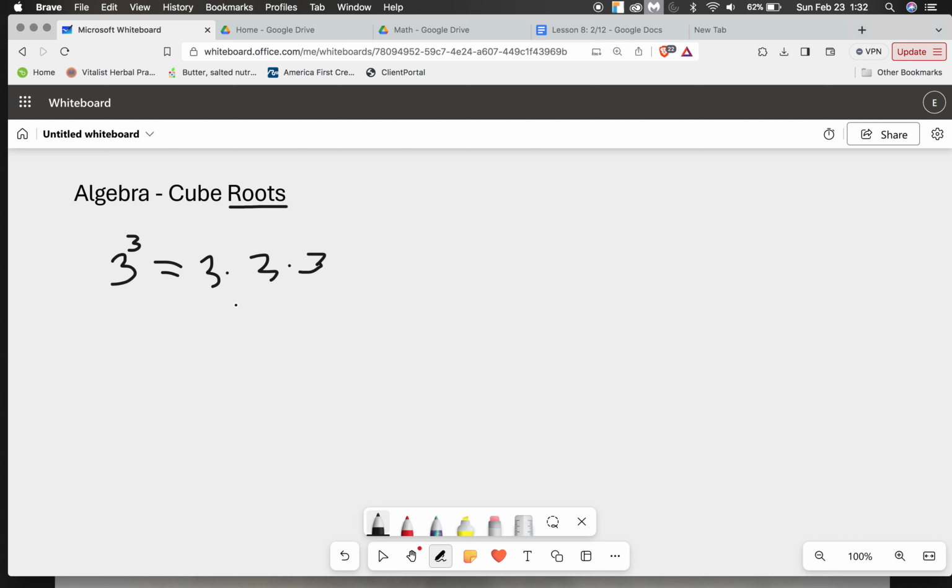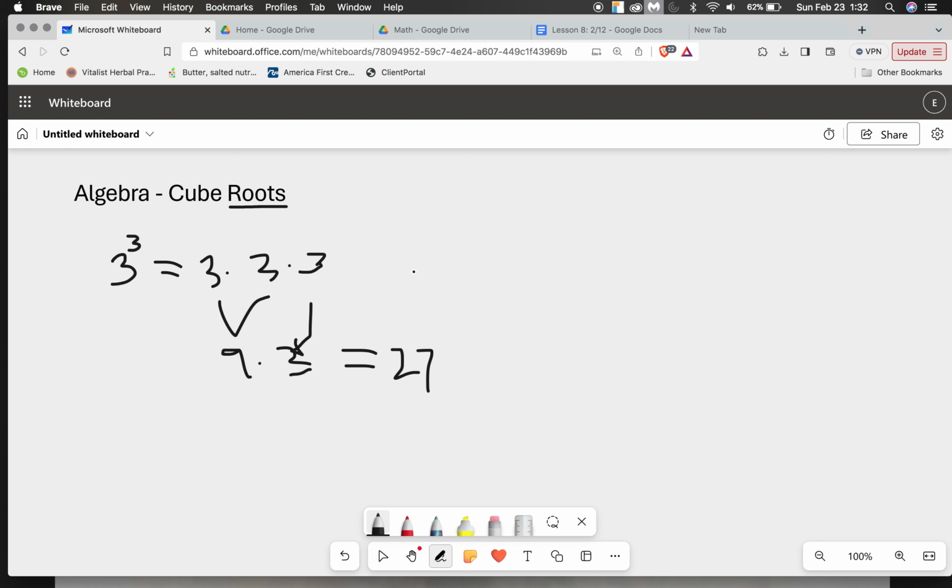So 3 times 3 equals 9. And 9 times 3 equals, as we bring this one down here, that's supposed to be a 3, 9 times 3 equals 27. So 3 cubed equals 27.